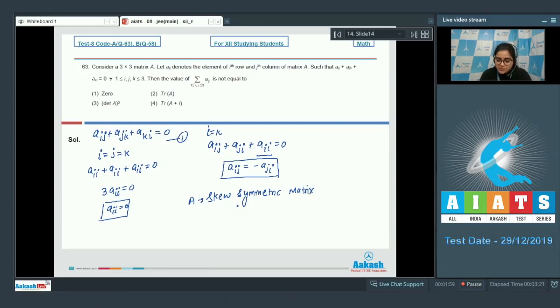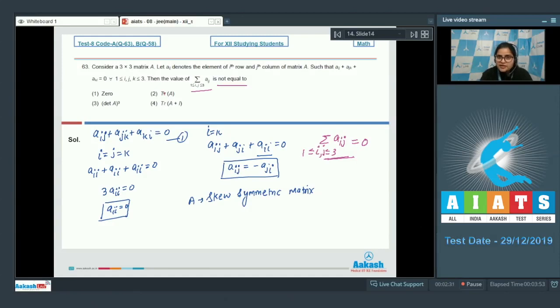So the question is asking summation of Aij, where i and j belong to 1 to 3. For a skew symmetric matrix, the sum of all elements is equal to 0. So its answer is 0. But the question is asking the value which is not equal to, so 0 is equal to this thing.